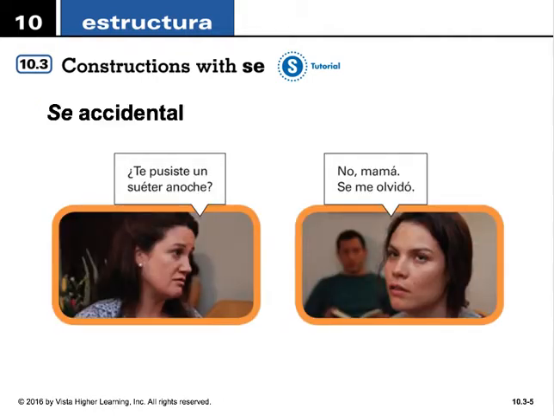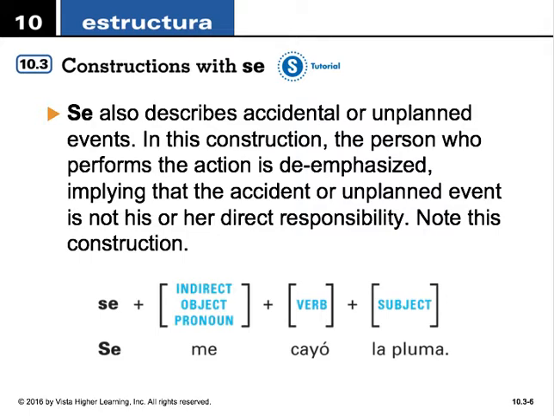Of course, there's also the se accidental, which is a unique thing to Spanish, and it sort of removes the blame from the speaker when accidents or unplanned events happen. ¿Te pusiste un suéter anoche? No, mamá, se me olvidó. Sort of like, it forgot itself unto me, sort of is how you think of it. Se also describes, as I said, accidental or unplanned events. And in this construction, the person who performs the action is de-emphasized, implying that the accident or unplanned event is not his or her direct responsibility.